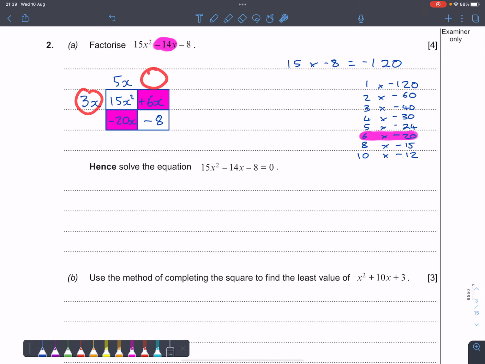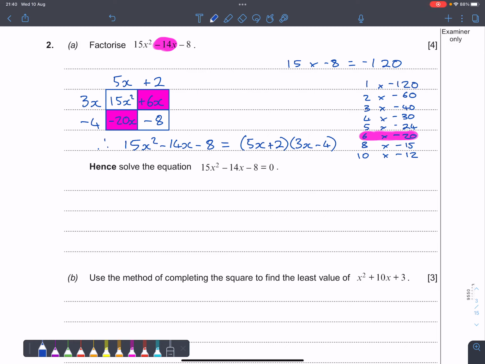And 3x times something will give me 6x, which is going to be plus 2. Similarly, this value multiplied by 5x is going to give me negative 20x. So that's negative 4. And as a final check, these two should multiply to give us negative 8, which they do. So I have my two factors. I just need to write them down in factored form. So therefore, 15x squared minus 14x minus 8 is exactly the same as writing 5x plus 2, 3x minus 4.